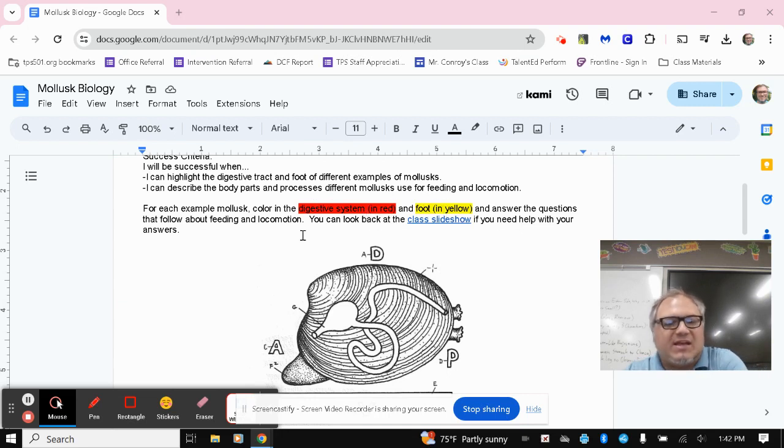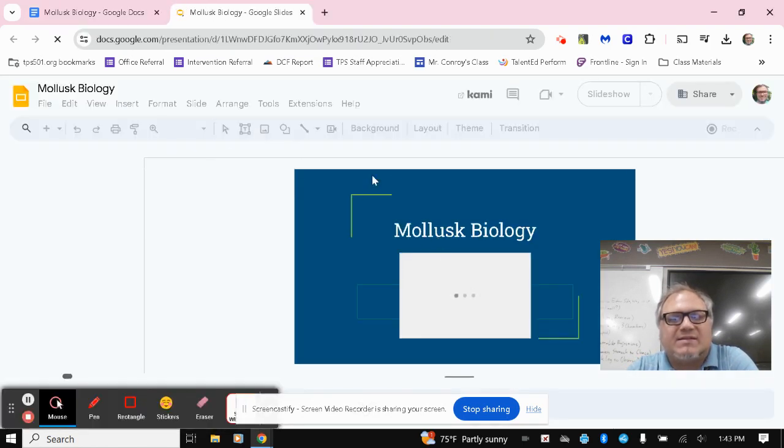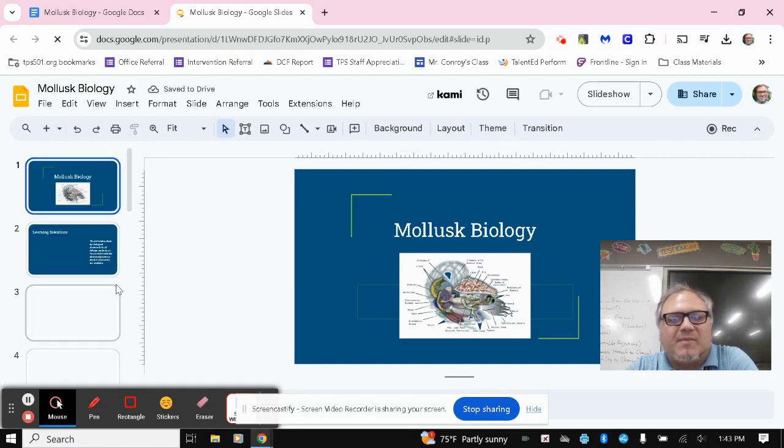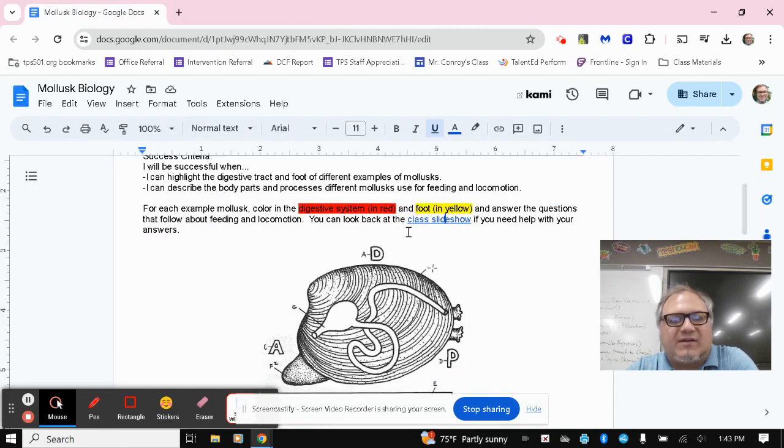And again, you can do this either on a paper copy where you just highlight it with a marker or a highlighter. Or if you decide to do it on a digital copy, just make sure you use a program where you can digitally draw in the color that you're looking for. And then you'll also answer the questions that follow about feeding and locomotion. Again, there will be a link to the class slideshow that has the background info related to this. So again, you can look through the slides on this one to kind of get a little bit more insight about those particular systems in each one of them, the digestive system, the foot, how they feed, how they move around.